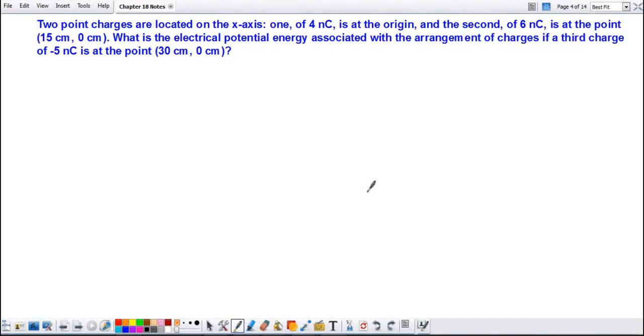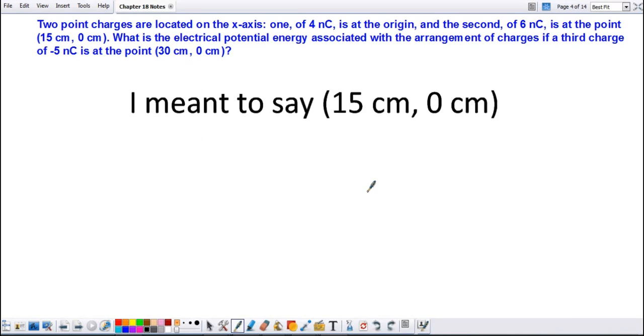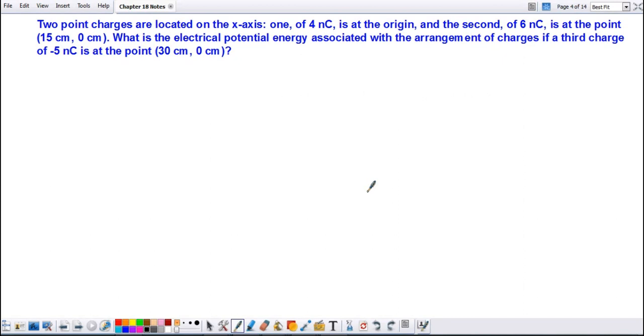Two point charges are located on the x-axis. One of 4 nanocoulombs is located at the origin, and the second of 6 nanocoulombs is located at the point (0.15, 0). What is the electrical potential energy associated with the arrangement of charges if a third charge of -5 nanocoulombs is at the point (0.30, 0)?